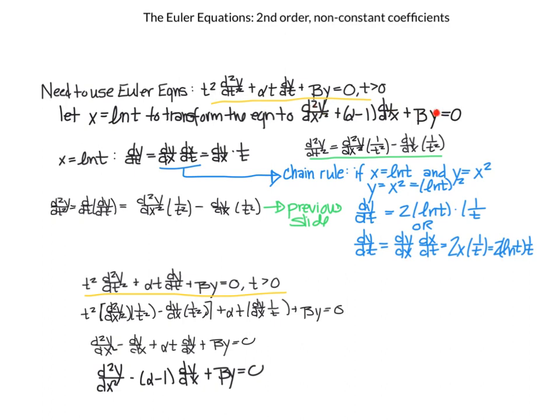So I have transformed this equation here by using x equals natural log of t, and then just looking at what d²y/dt² and dy/dt equal, I was able to transform this equation here into this equation that has constant coefficients. And now that we derived the Euler equations, we should try a problem with it.